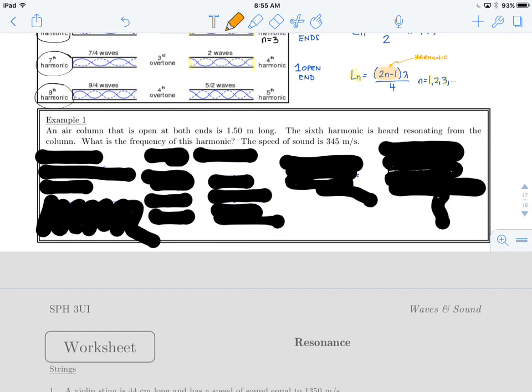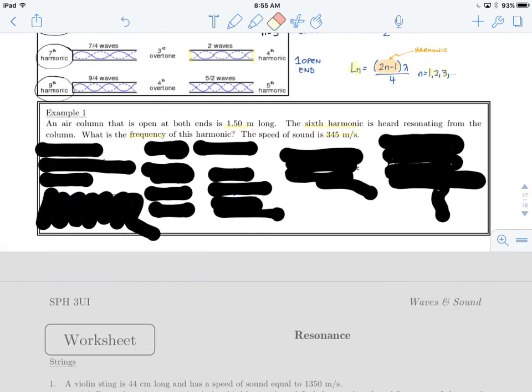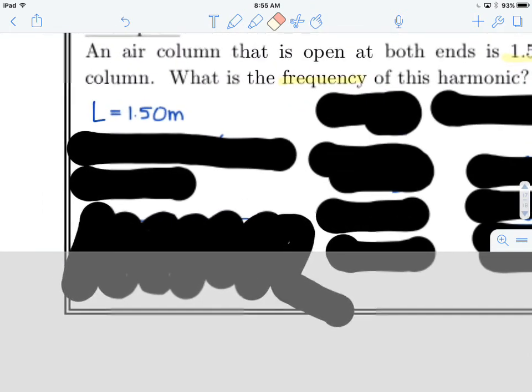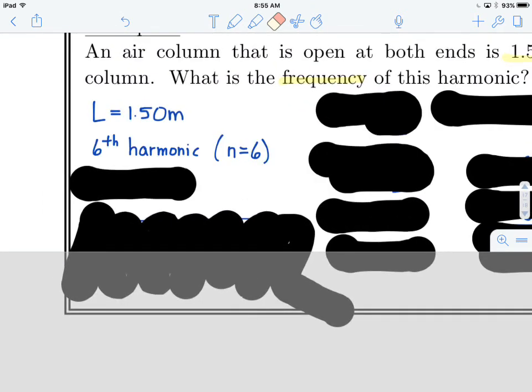Here's an example of a tube that's open at both ends. An air column, open at both ends, is 1.5 meters long. The sixth harmonic is heard resonating from the column. What is the frequency of the harmonic? The speed of sound is 345. So, we know that the length of the column is 1.5 meters. We know that the sixth harmonic is what we're using, and that means, in this case, because it's open at both ends, n is equal to 6. We want to find the frequency.